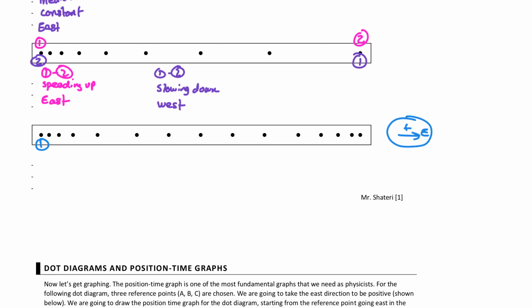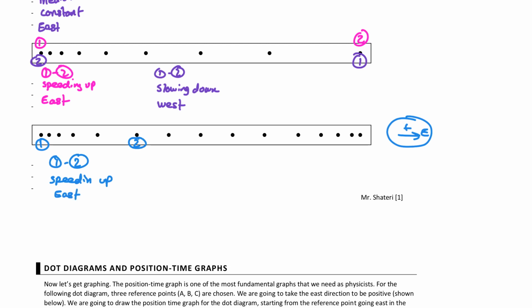So how do we write this? Well, I'm going to break this down into what we call intervals. Because the speed is changing differently in different regions, it's nice to create intervals to be more specific in certain regions. So we know that in the first region, it's speeding up to here, so up to 2, so from 1 to 2, the object is speeding up and it's moving to the east.